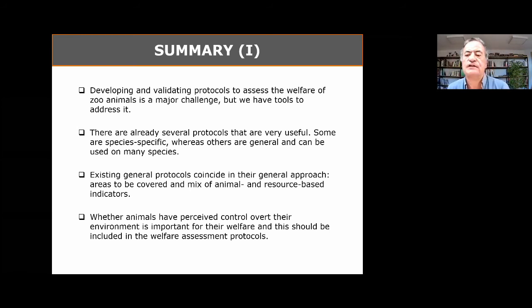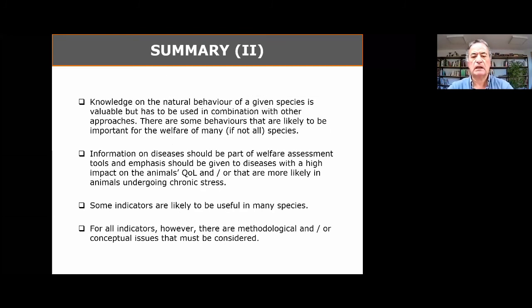Remember the 4 areas: health, nutrition, environment, and behavior, and the advice of using a mix of animal- and resource-based indicators. Now, to add to this is whether animals have perceived control and ability to make choices. That should be part of any welfare assessment tool. Now, knowledge of natural behavior is important and useful, provided it is used in combination with other approaches. And we, I think, are in a position to suggest that some behaviors, remember foraging, exploration, nesting, are likely to be important for the welfare of many, if not all, species.